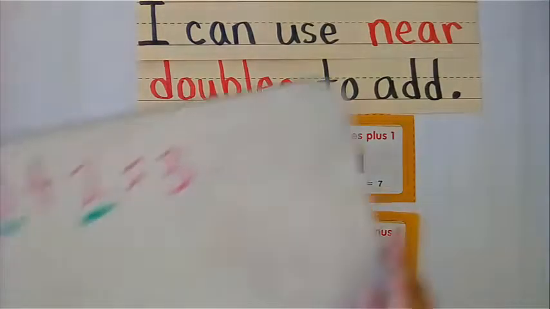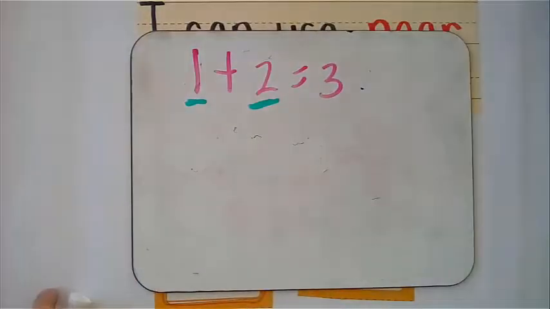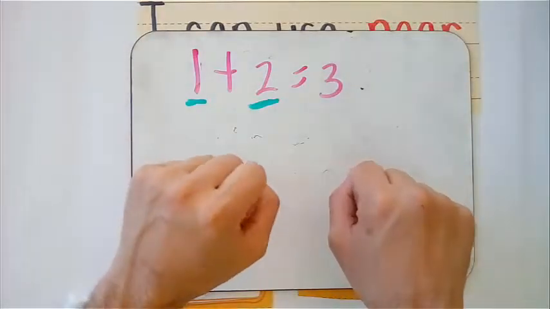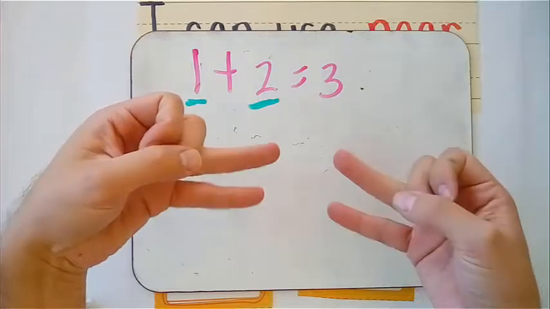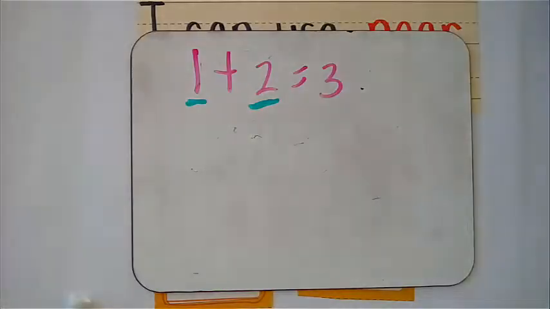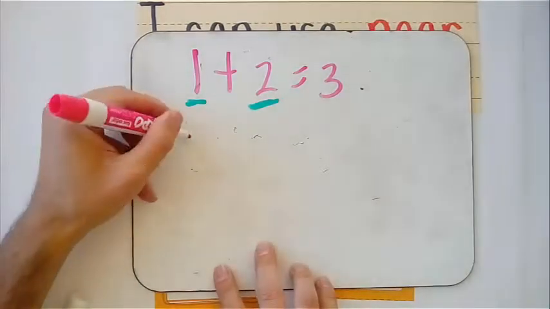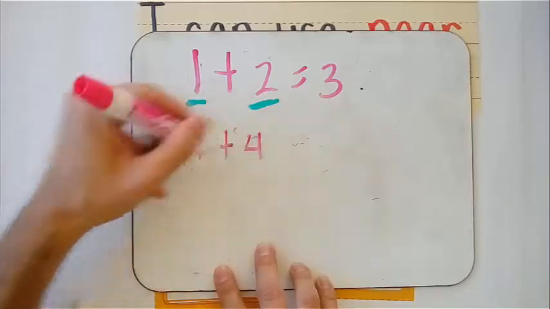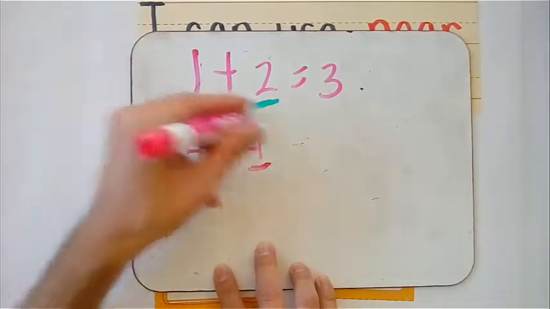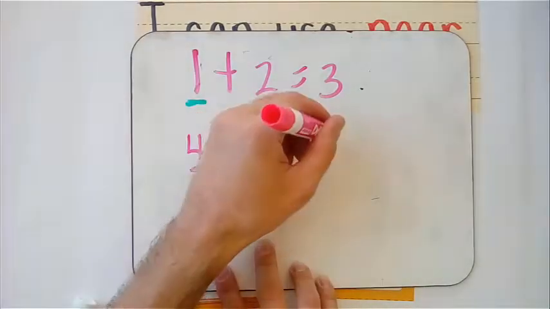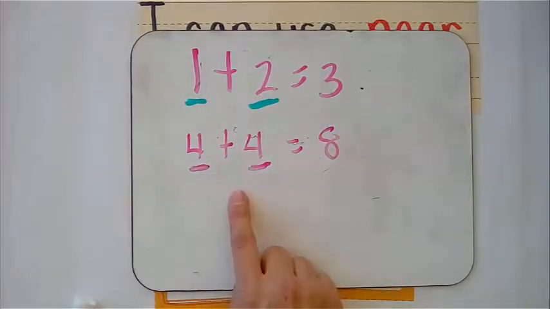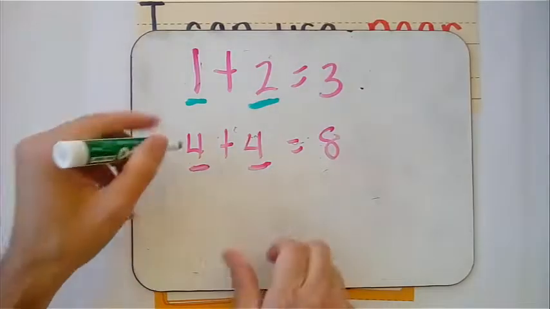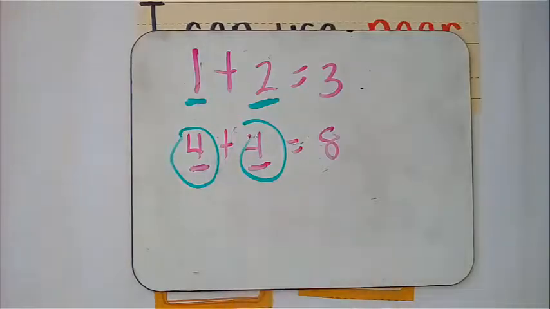Now remember, for when the add-ins are the same, so if we have 0 plus 0, or 1 plus 1, or 2 plus 2, or 3 plus 3, or if we have 4 plus 4, if the add-ins are the same, then those are called doubles, right? Because this add-in is the same as this add-in. So those are called doubles.